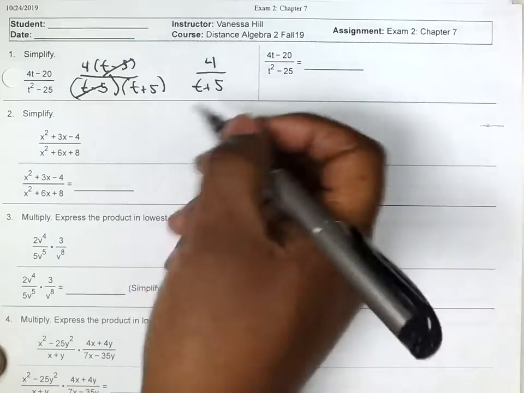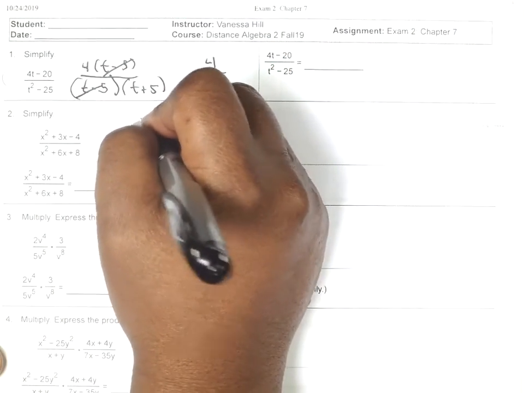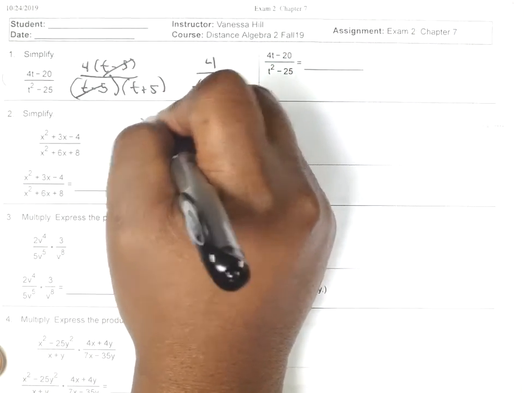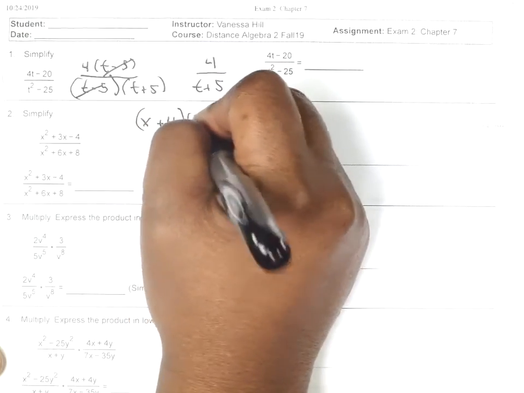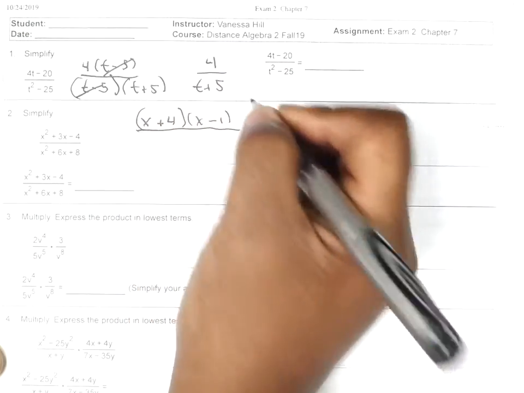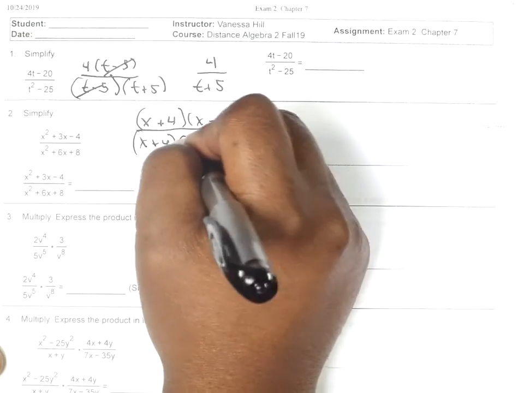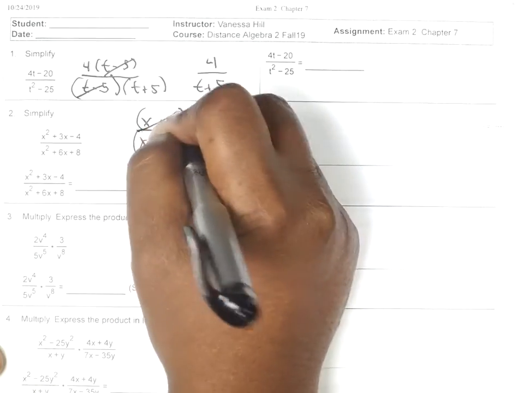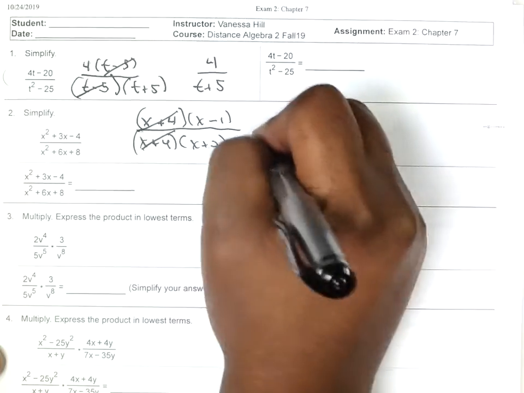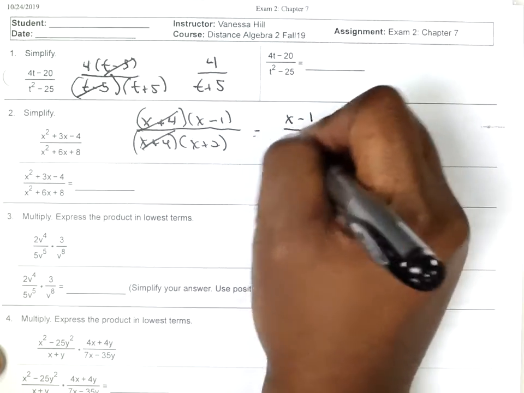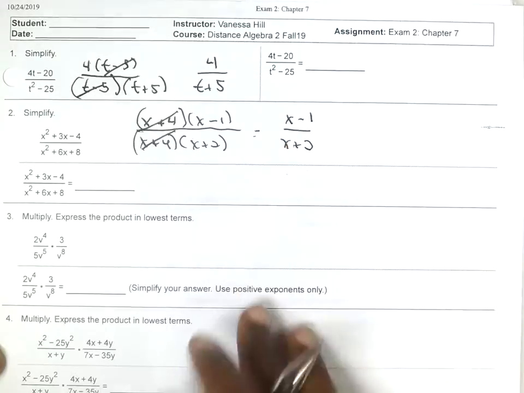Number 2, we can factor the numerator and denominator. The numerator factors to x plus 4 times x minus 1. The denominator factors to x plus 4 times x plus 2. Those x plus 4's cancel, so we're left with x minus 1 over x plus 2.